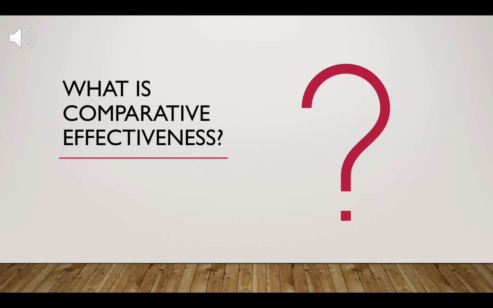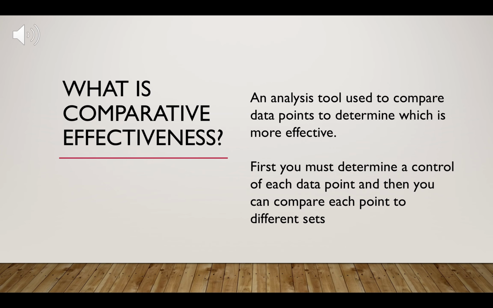So what is comparative effectiveness? Comparative effectiveness is an analysis tool used to compare data points to determine which is more effective. To put it simply, it helps you to make a decision between alternatives. For this process, you must first determine a control of each data point. Once your control has been determined, you can then compare each data point to other data points and sets to aid in your decision-making process.